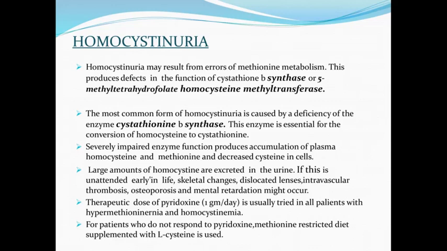A therapeutic dose of pyridoxine, which is 1 gram per day, is usually tried in all patients with hypermethioninemia and homocystinemia. For patients who do not respond to pyridoxine, a methionine-restricted diet supplemented with L-cysteine is used. Also, homocystinuria can be caused by a deficiency of folate or vitamin B6 or B12.